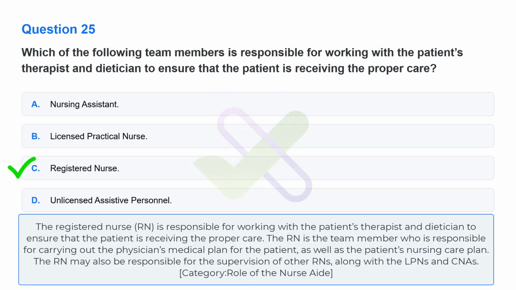The correct answer is C. Registered nurse. The registered nurse, RN, is responsible for working with the patient's therapist and dietitian to ensure that the patient is receiving the proper care. The RN is the team member who is responsible for carrying out the physician's medical plan for the patient, as well as the patient's nursing care plan. The RN may also be responsible for the supervision of other RNs, along with the LPNs and CNAs. Category: Role of the nurse aide.